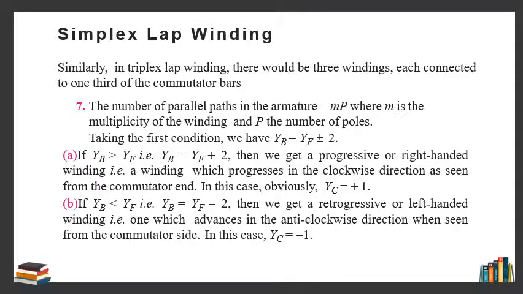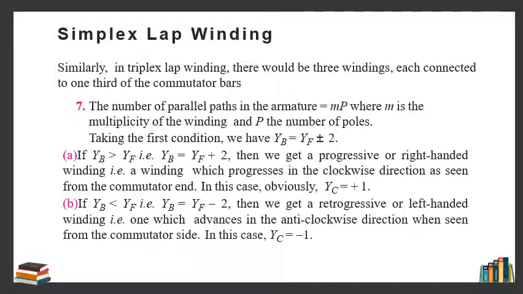So taking the first condition, we have YB is equal to YF plus or minus 2. Number 8. If back pitch is greater than front pitch, that is YB is equal to YF plus 2, then we get a progressive or right-handed winding, that is, a winding which progresses in the clockwise direction as seen from the commutator end. In this case, obviously, commutator pitch YC is equal to plus 1.